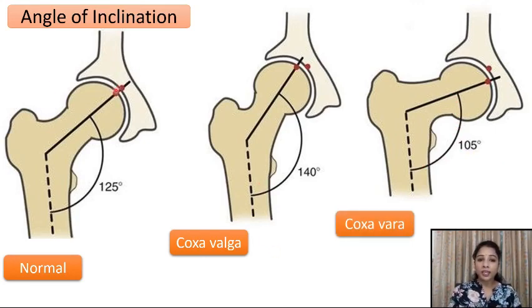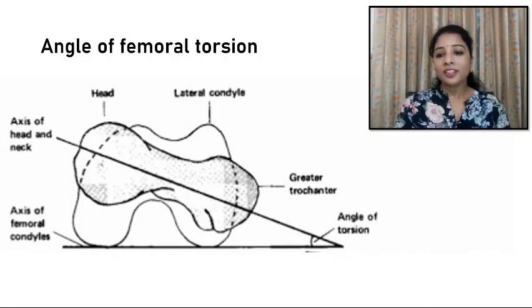We can see the angle of inclination, the two dots in the same line, and this is getting deviated above, and here it is below. So this is all about the angle of inclination. So this completes the osteology of the femur. Thank you.